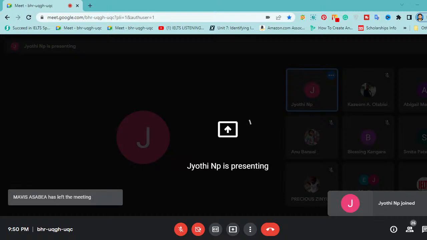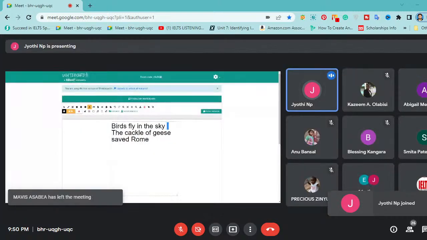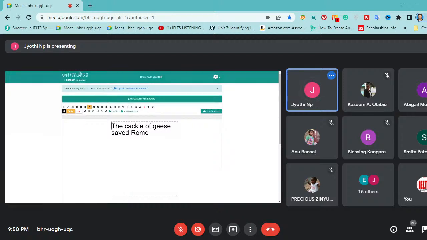Now we'll take the second sentence: The cackle of geese saved Rome. I would like one person to tell me which is the subject and which is the predicate, and why. It's not necessary that the subject comes at the beginning all the time.